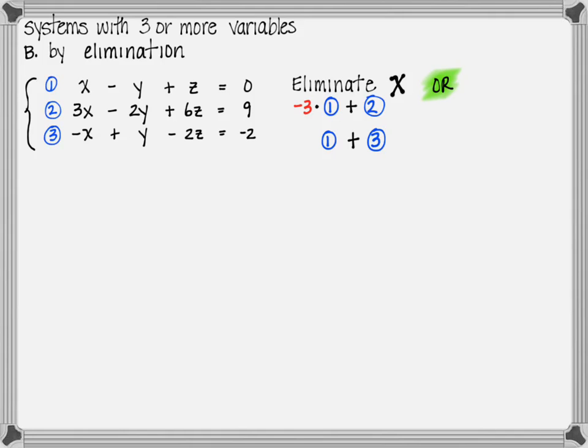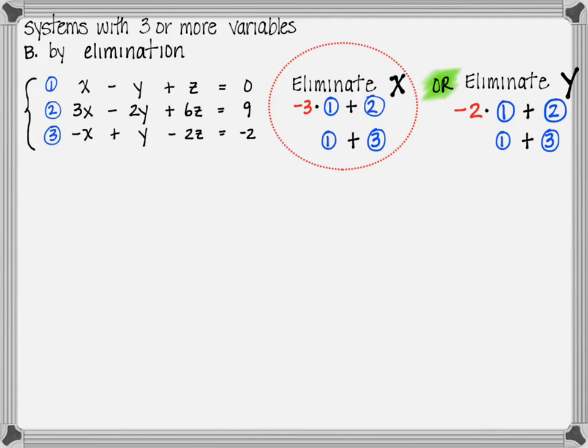But I didn't have to eliminate x. Remember, you make a choice. You could have decided to eliminate the y. And if you were going to eliminate the y, this is what I would do. I would do -2 times equation 1 plus equation 2, and that would give me opposite y values. And then adding equation 1 and equation 3 is going to get rid of the y value. So those are the pairs that I would use.